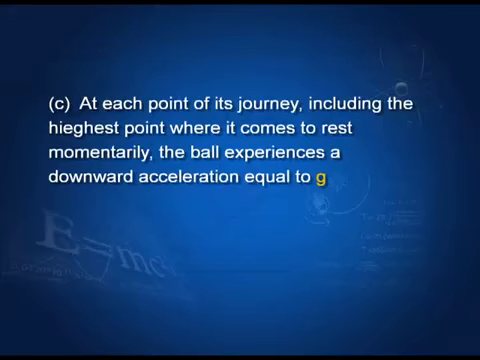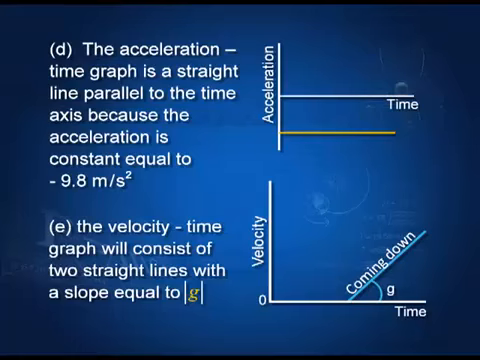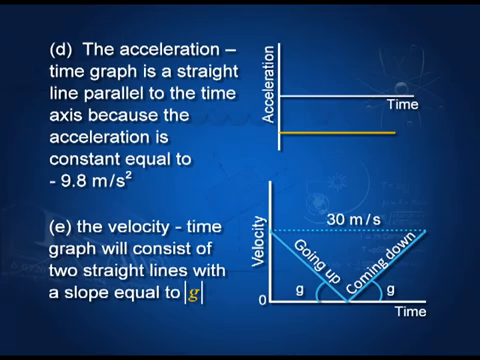At each point of its journey, including the highest point where it comes to rest momentarily, the ball experiences a downward acceleration equal to g. I have been emphasizing this all along, that acceleration due to gravity is always vertically downwards. And here are the graphs, they are simple. The acceleration here is constant, but minus, and the velocity first decreases, reaches 0, and then starts increasing and reaches again 30 meters per second, because of the conservation of energy, it acquires the same velocity with which it was launched. Let us take another example.